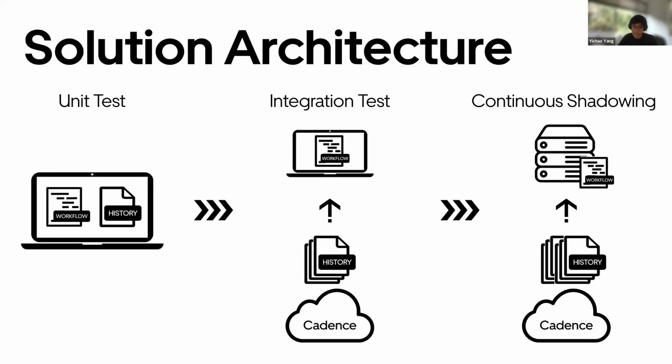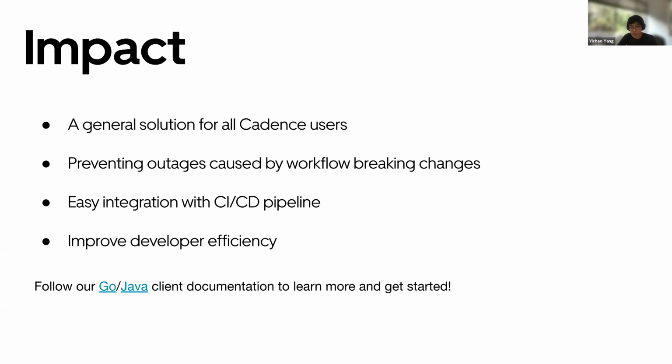The shadowing process itself is implemented as a Cadence workflow, so there's no need to worry about host failures or restarts during the long-running shadow process. And the whole shadow process can even run for days. As this is a general solution for preventing breaking changes in production and can be easily integrated into existing CI/CD pipelines because we have the metrics, we anticipate more and more Cadence users will start to use it and reduce their costs in testing, investigating, and mitigating production non-deterministic issues.